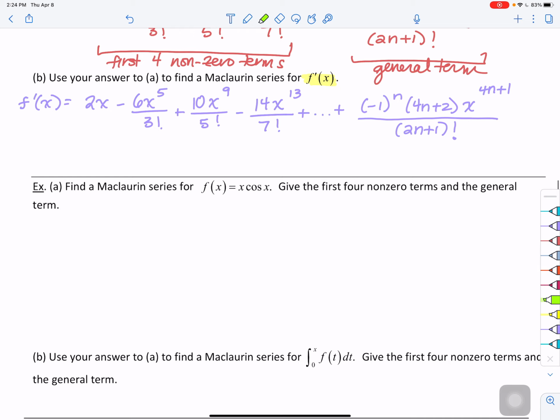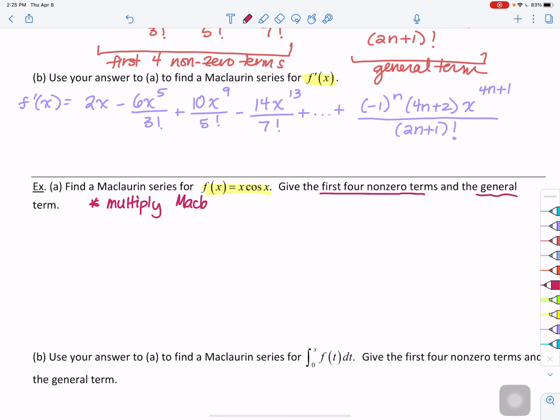Find a Maclaurin series for f of x equals x cosine x. Give the first 4 non-zero terms and the general term. Well, we already have the cosine of x. So we are going to multiply the Maclaurin series for cosine of x by x. That's all we're going to do.